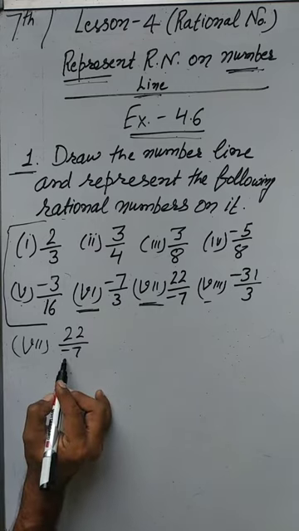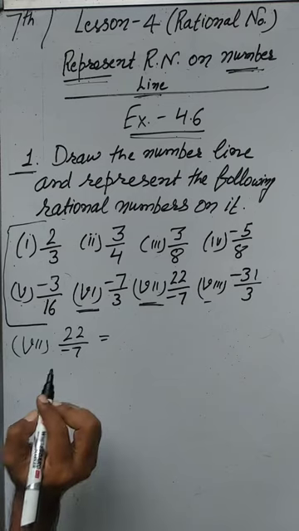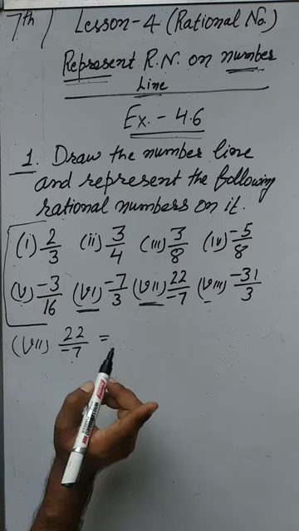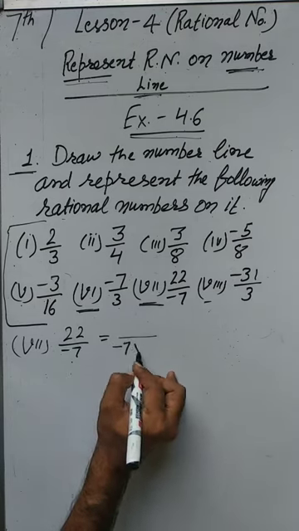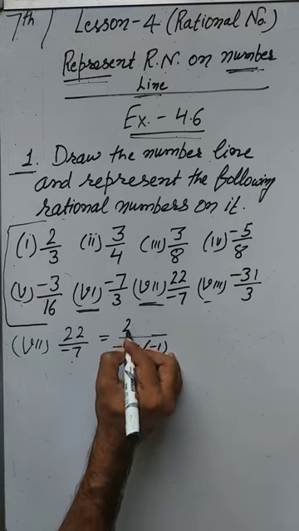Now beta, here the denominator is negative. Whenever you see a negative denominator, first of all make it positive. You know how to change the sign of the denominator by multiplying with minus 1, both the numerator as well as the denominator.